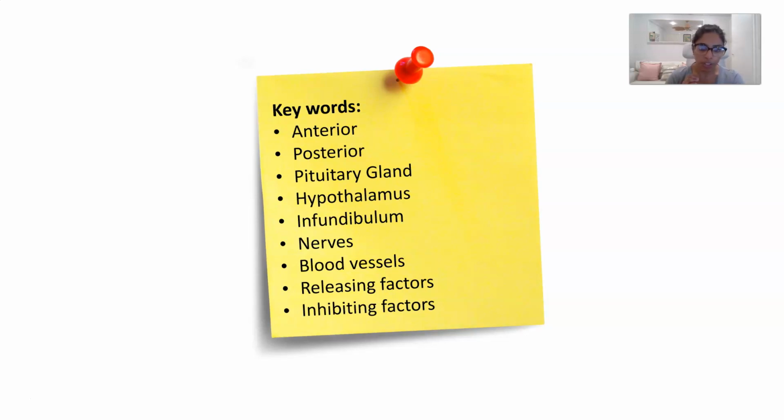We're going to be talking quite a lot about the pituitary gland, the hypothalamus, and a stalk that connects the two, which is known as the infundibulum. That is a word that you are expected to know and you should be able to spell in your answers. We'll also be talking about how nerves and blood vessels are involved, and releasing and inhibiting factors.